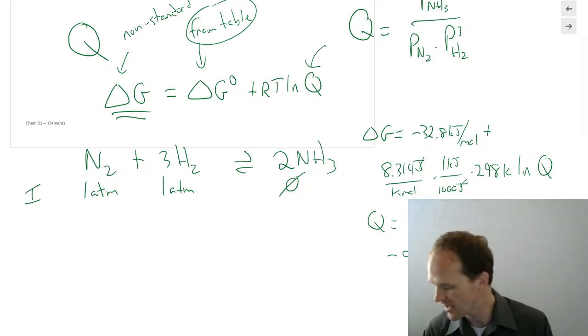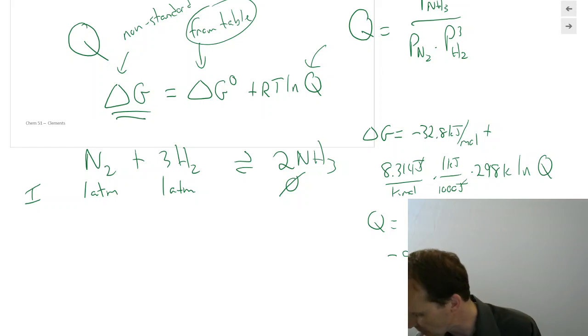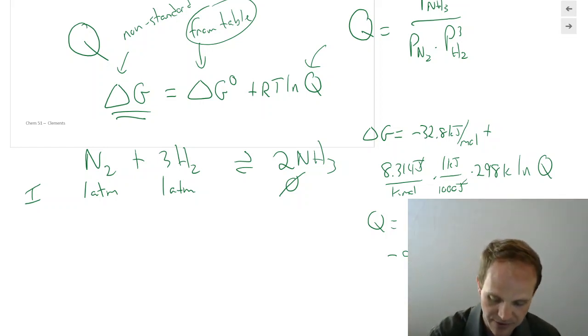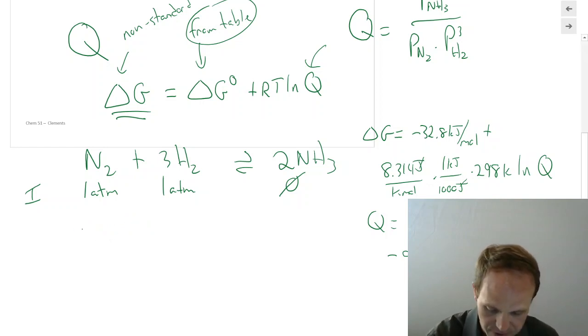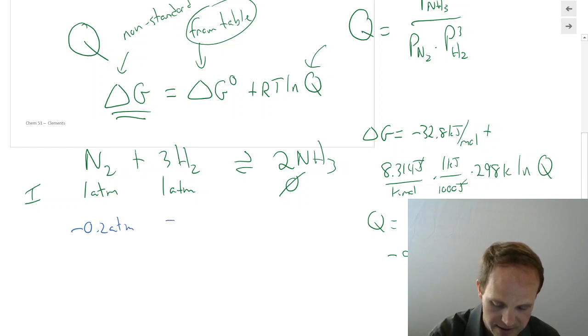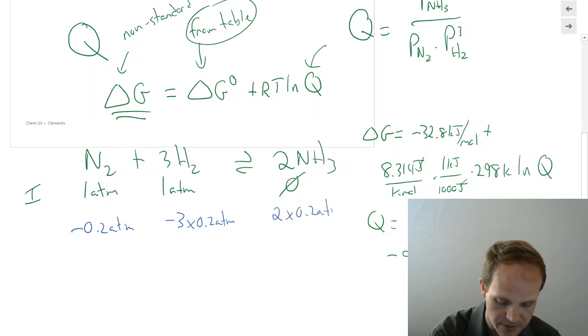So let's go ahead and say that some stuff happens. We're going to go ahead and react 0.2 atmospheres of nitrogen. Let me do this in a different color so we can keep track of things a little bit better. So that first step was in green. This next step will be in blue. So minus 0.2 atmospheres. This is going to be minus 3 times 0.2 atmospheres. And this is going to be 2 times 0.2 atmospheres.